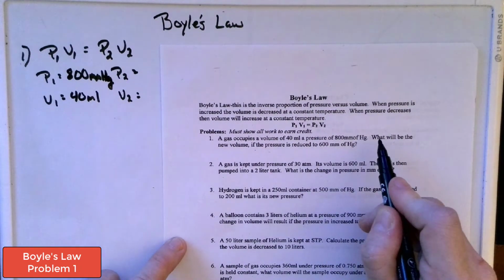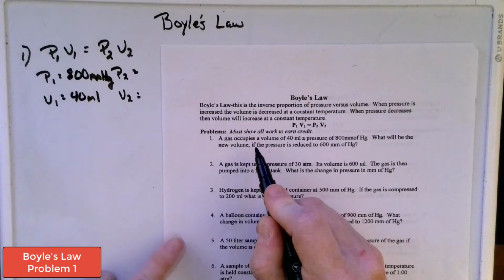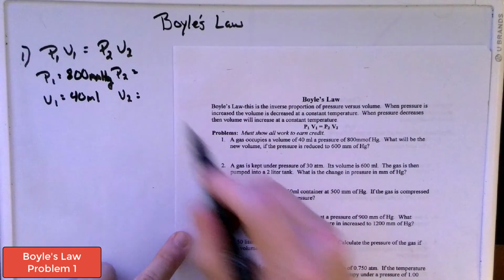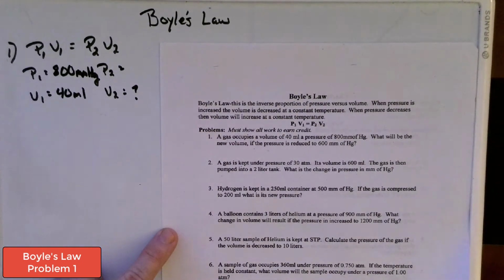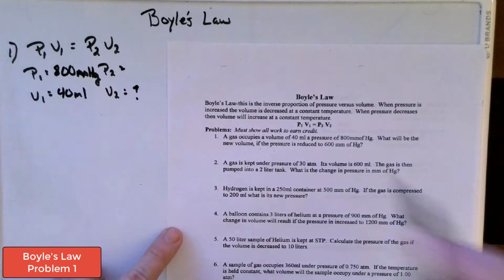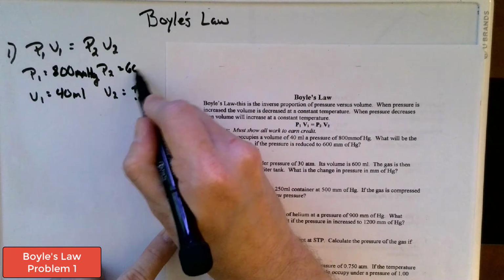The problem continues. What will be the new volume? So that sounds like V2, as it's one I don't know. So I'll go ahead and put an unknown for V2. If the pressure is reduced to 600 millimeters of mercury, that happens to be P2.